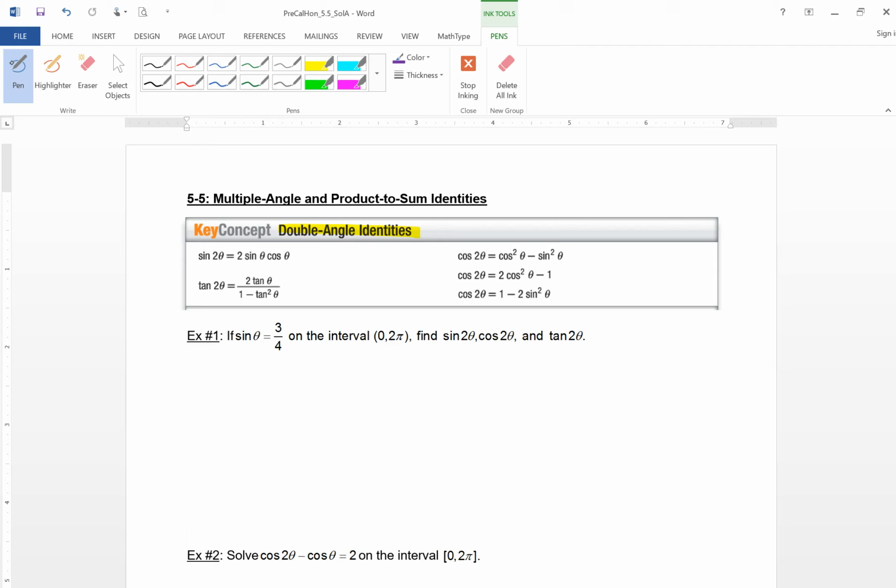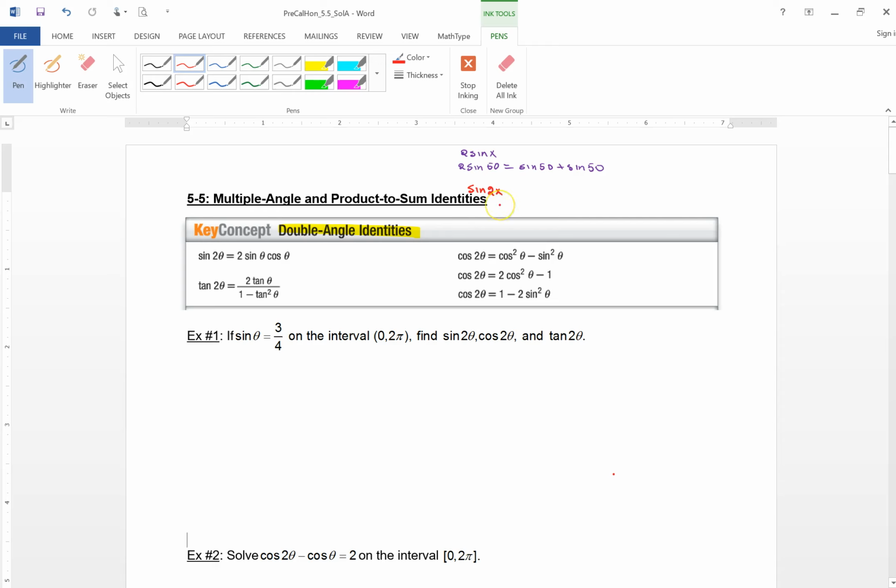If I have 2 sine x, okay, that's just sine x plus sine x, right? So for example, if I have 2 sine of 50, that's just sine of 50 plus another sine of 50, okay? Now, as opposed to if I have sine of 2x, okay?